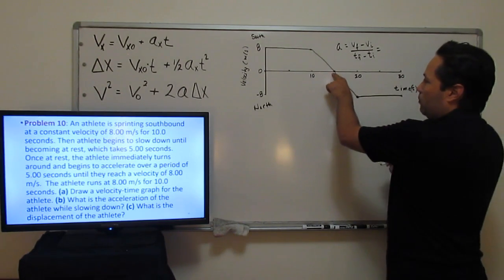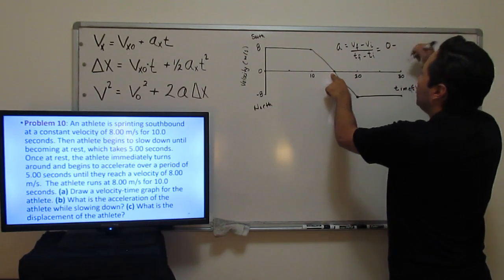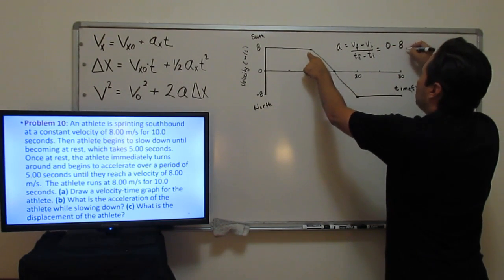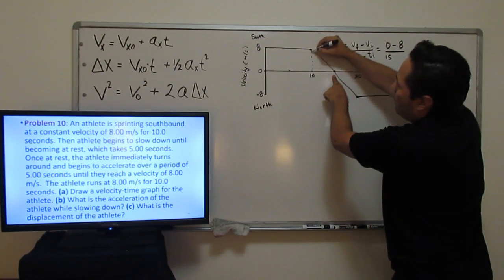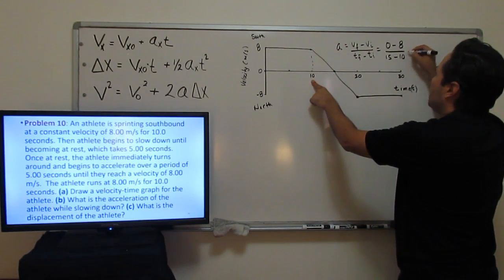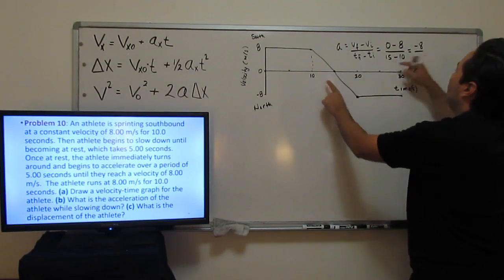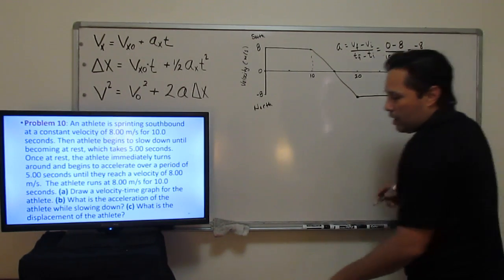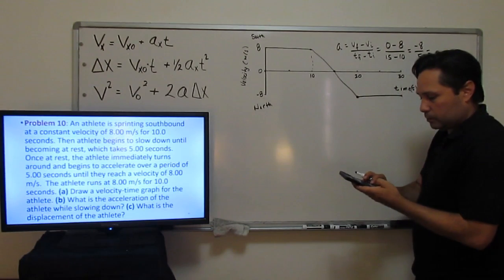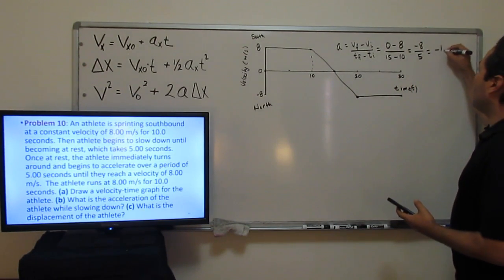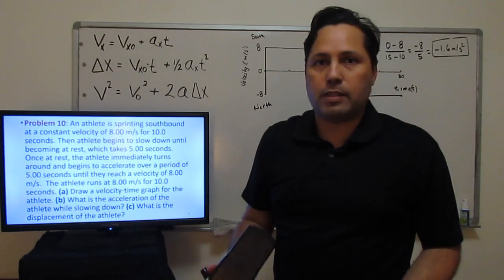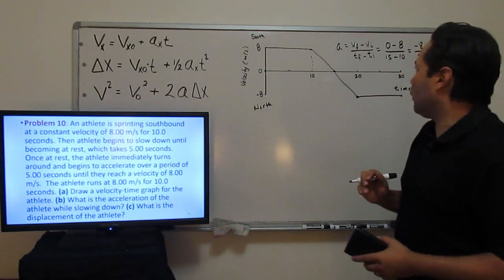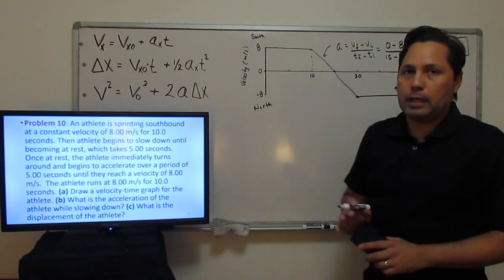So velocity final, while it was slowing down, was 0, minus velocity initial, which was 8 meters per second. Time final was at 15 seconds, and initial time, when it started deceleration, was at 10 seconds. So that's going to give me negative 8 over 15 minus 10, which is 5. So 8 divided by 5 gives me negative 1.6 meters per second squared. And if you're wondering about the negative sign, our athlete is slowing down, so therefore they have negative acceleration. So that's one method of solving that problem: solve for the slope of the line that you're asking about.